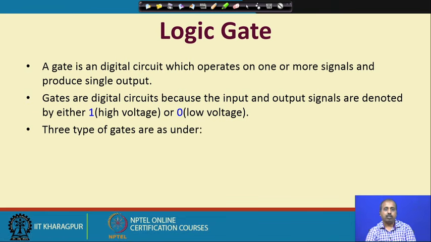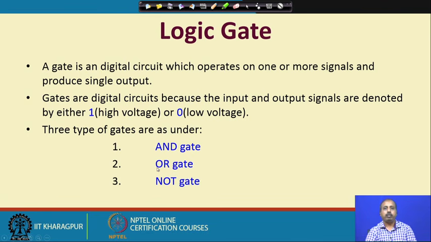As we are considering three fundamental types of operations, in digital circuits also you will find that there are three basic types of gates. One is called the AND gate, one is called the OR gate, and another is called the NOT gate: AND, OR and NOT. These are the three fundamental gates that we have, and using the AND gate we can mimic the behavior of the AND operation.